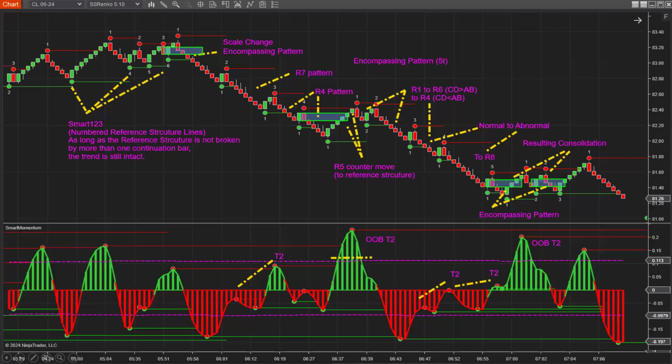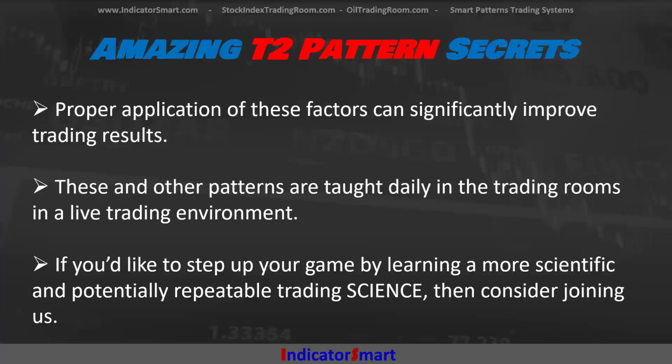So these are all the patterns: encompassing pattern, CD is greater than AB, scale change, out of bounds, and reference structure. All those things. You could stop the video and study this chart, and I think you'll find these patterns to be very useful. Proper application of these factors can significantly improve trading results. These and other patterns are taught daily in the trading rooms in a live trading environment.